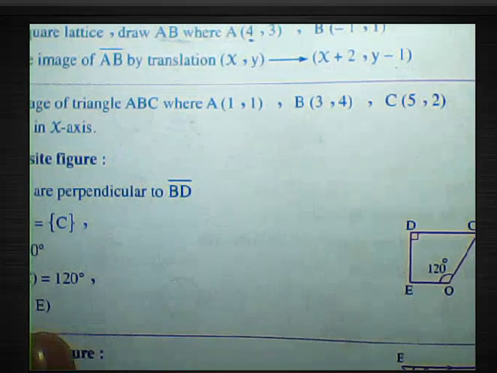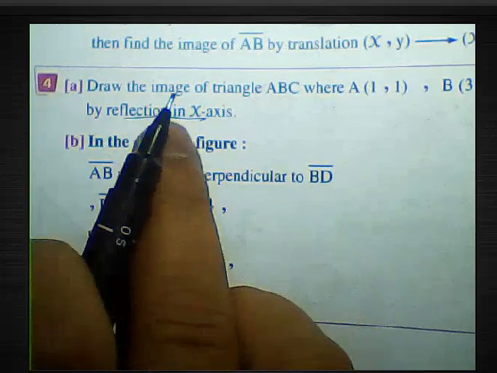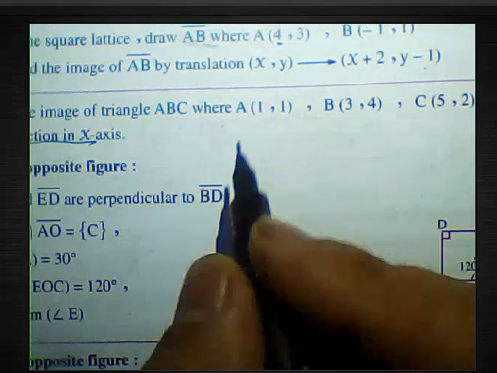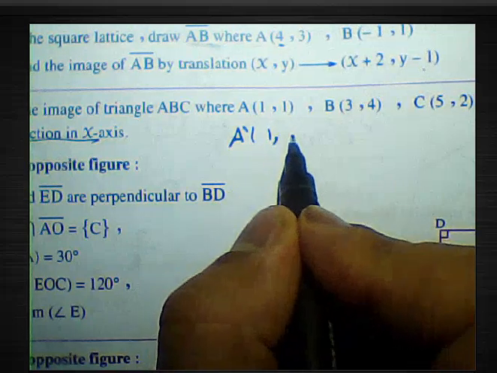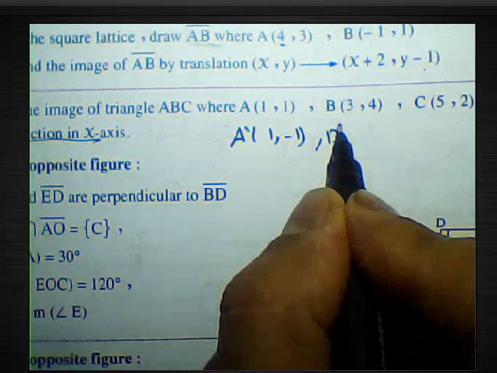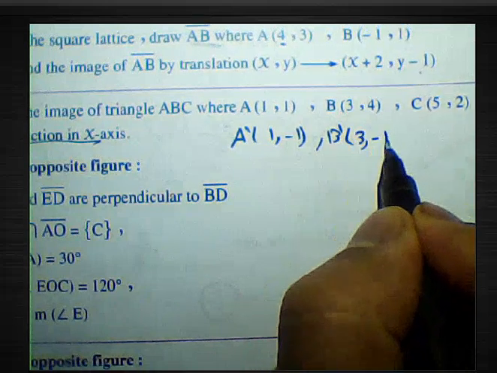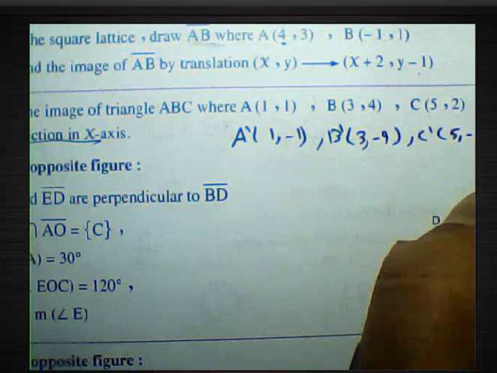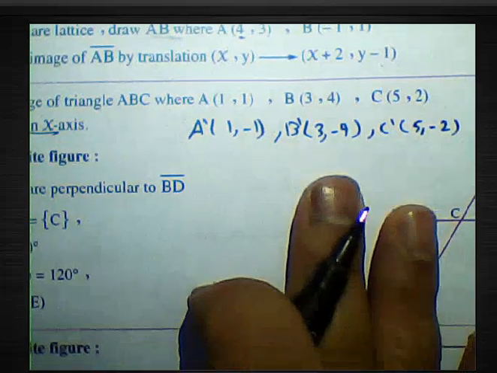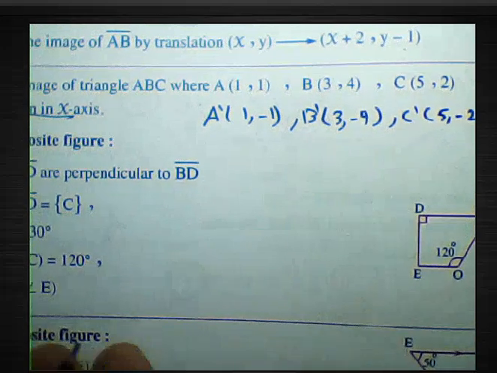Okay, draw the image of the triangle by reflection in the x-axis. For reflection in the x-axis, we keep x and inverse the sign of y. B' equals, we can write 3 and the inverse of 4, and C' will be 5 and negative 2. And you can draw the image of this triangle in the coordinate plane.